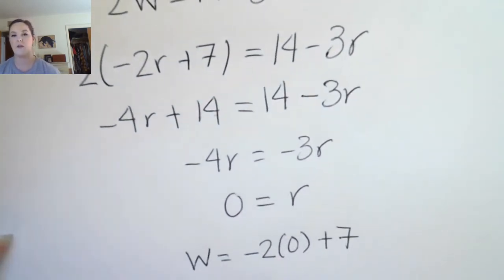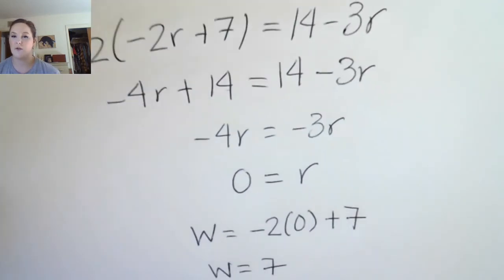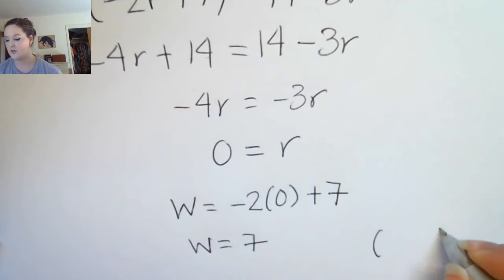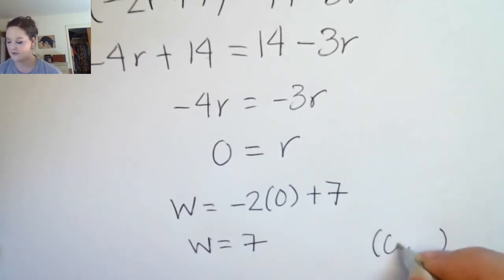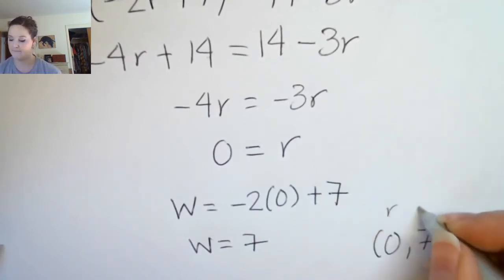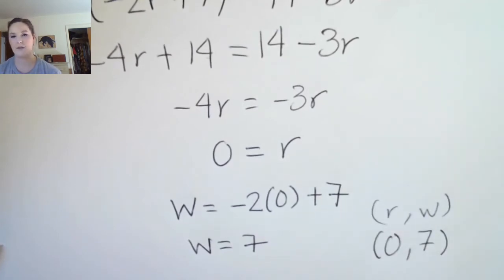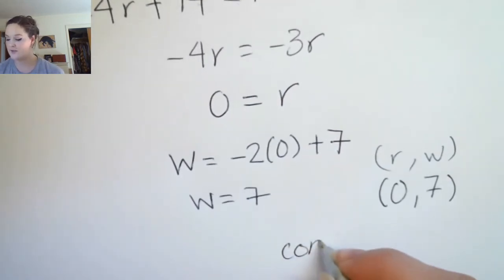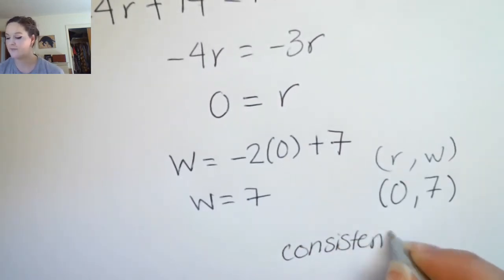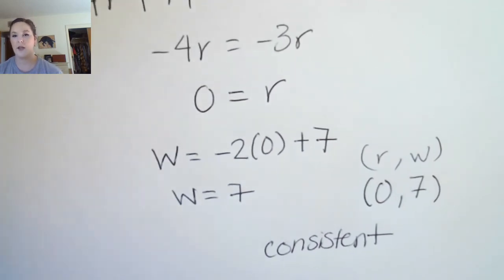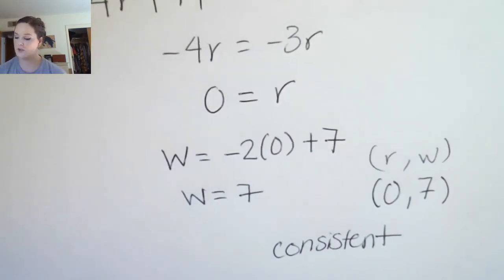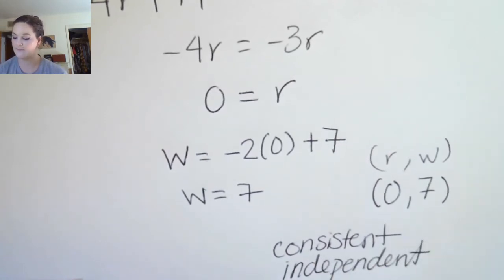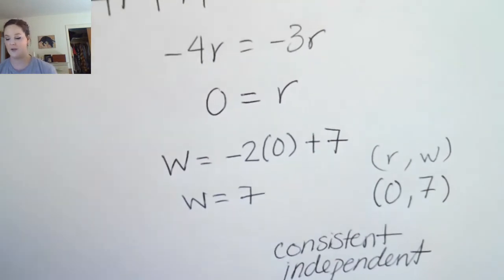Okay. Now, if you don't have x and y, you might be asking how you could put your answer in an ordered pair, okay? And you just do it alphabetically. So r first, w second. Okay. All right. So we can see that we do have a solution, which would mean that this is consistent. Okay. And we have a single solution, which means that this is independent.